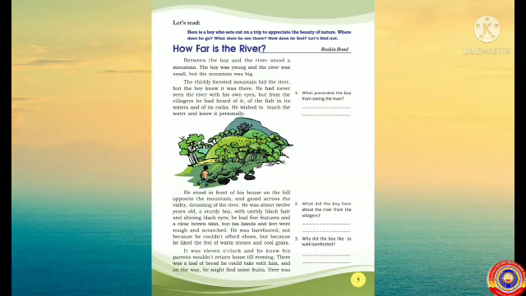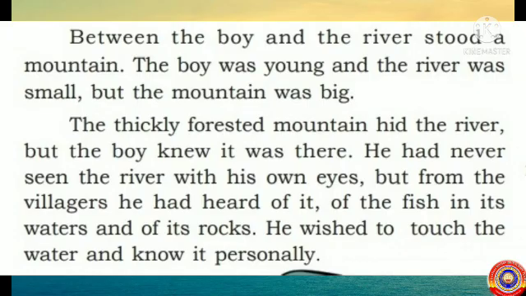Now, I'll give you a model reading of the first 2 paragraphs. All of you listen carefully. Between the boy and the river stood a mountain. The boy was young and the river was small, but the mountain was big. The thickly forested mountain hid the river, but the boy knew it was there. He had never seen the river with his own eyes, but from the villagers he had heard of the fish in its waters and of its rocks. He wished to touch the water and know it personally.